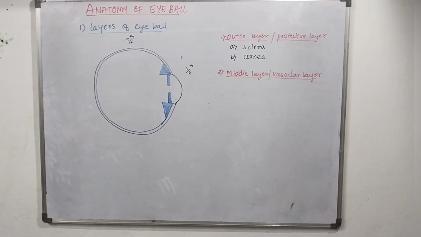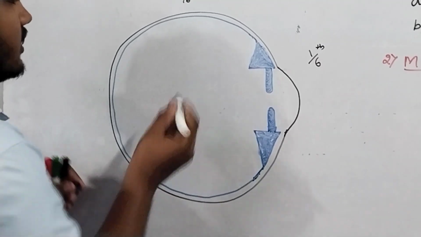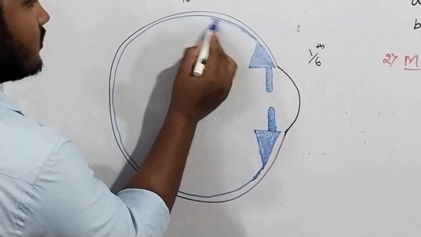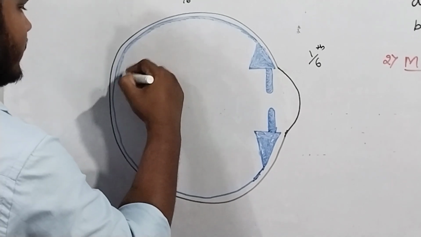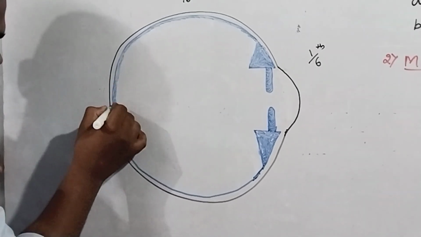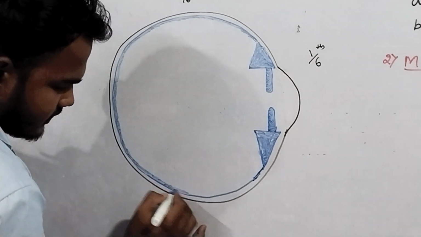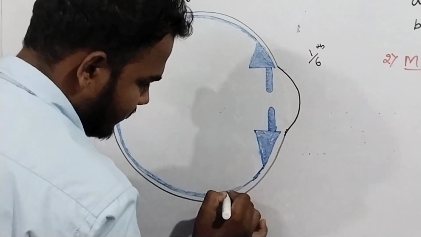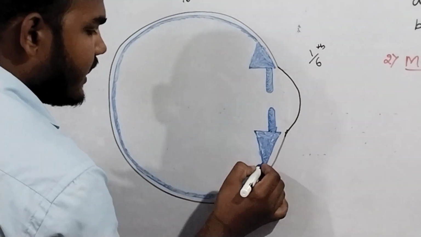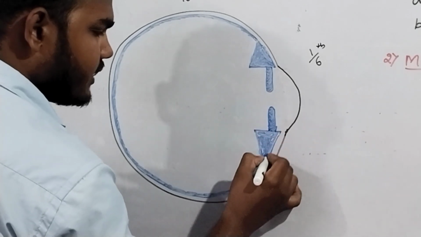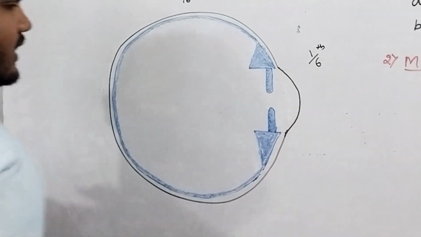Now, the posterior part is the choroid, and it is highly vascular in nature. Going to the gross anatomy, it has a thickness of 1 millimeter. And anterior to the choroid is a triangular shaped structure that is called, sorry, the ciliary body.